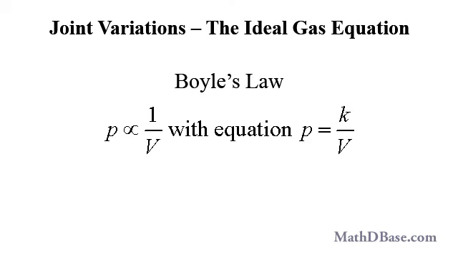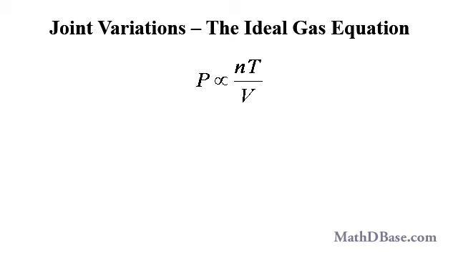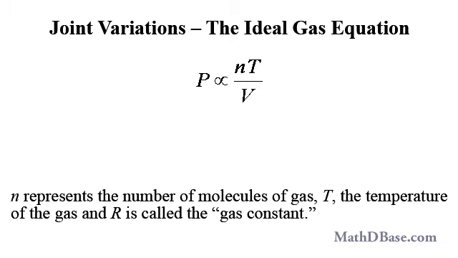Boyle's law, which only considers changes in the pressure and volume in an idealized gas, is contained in the ideal gas equation, or ideal gas law, which also considers the amount of gas and temperature changes. It states that the pressure P exerted by an ideal gas on its container can be represented by a joint variation. P is proportional to N times T and inversely proportional to V, where N represents the number of molecules of gas, T represents the temperature in the container, and V represents the volume of its container.